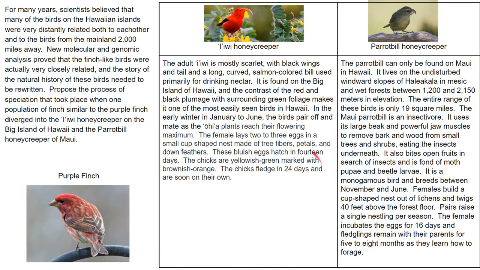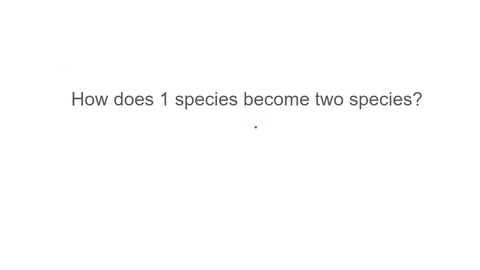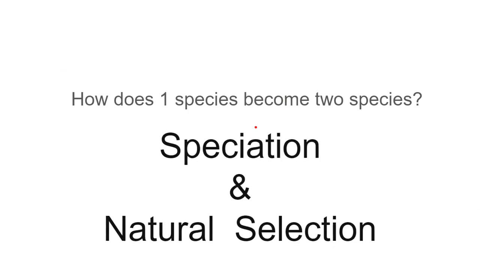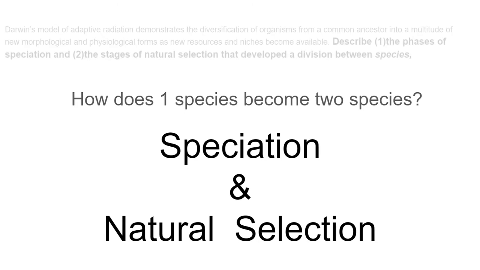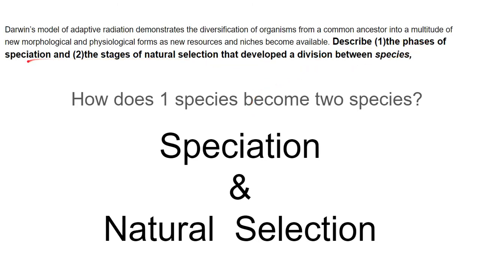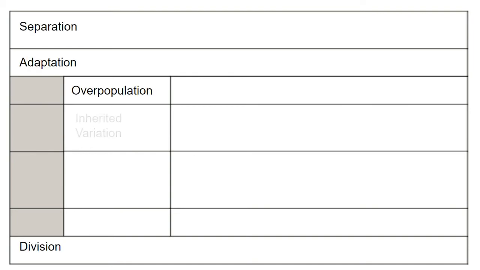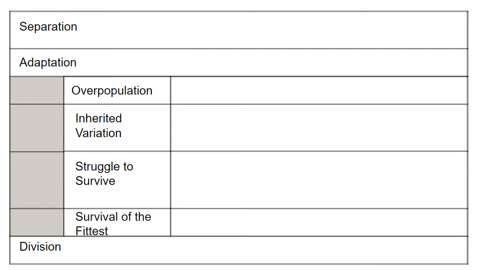Wow, that's amazing. So, these species seem very similar, but the reality is molecularly they're actually pretty closely related. So, how does one species become two species? Through speciation and natural selection. So, again, describe the phases of speciation and the stages of natural selection that develop a division between species. So, if we're using this type of chart again, we need to talk about separation, adaptation, division, and the natural selection: overpopulation, inherited variation, struggle to survive, and survival of the fittest.